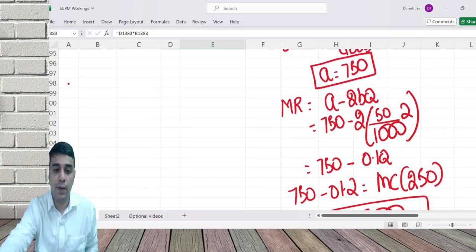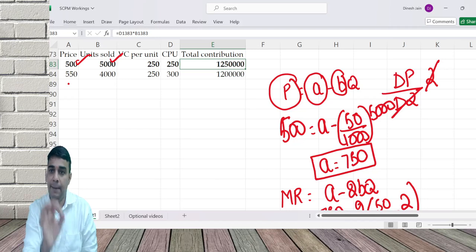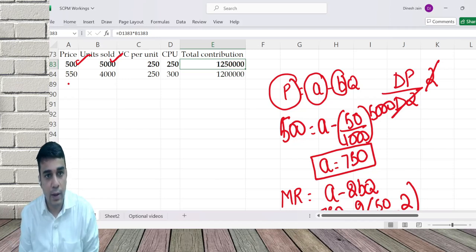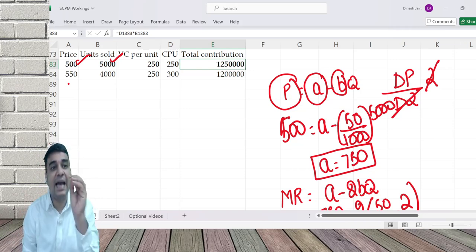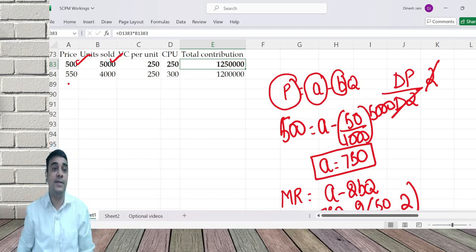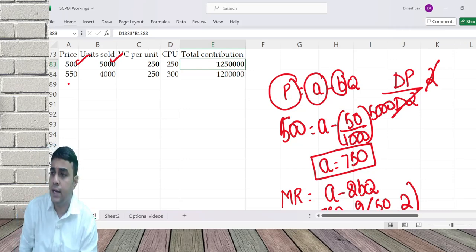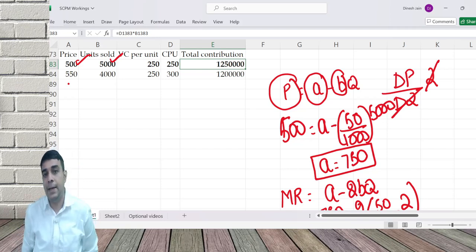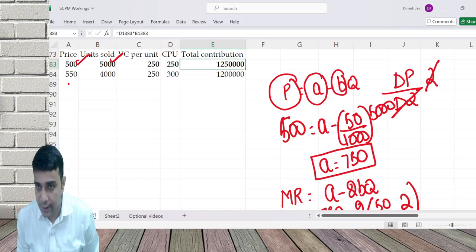First, you find an equation for price, which is A minus BQ. Any price level will be given in the question. Take that, calculate A. What is A? Maximum price with 0 sales. What is B? Change in price by change in quantity multiplied with Q. Q and Q got cancelled. You will get the equation.